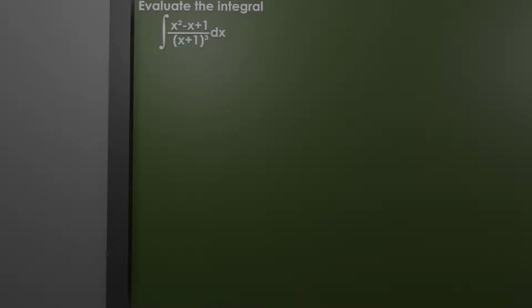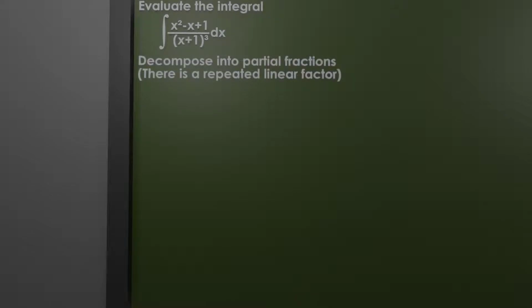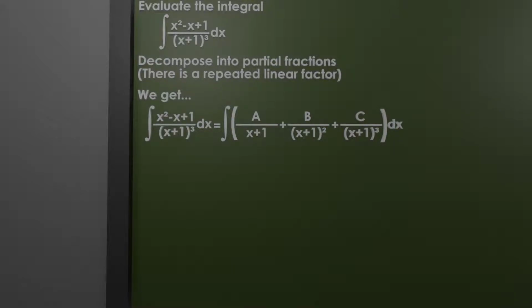Example: integrate (x squared minus x plus 1) over (x plus 1) raised to the power of 3. First, we decompose into partial fractions, getting A over (x plus 1) plus B over (x plus 1) raised to the power of 2, and C over (x plus 1) raised to the power of 3. As you notice, the last term, C over (x plus 1) cubed, has the highest exponent of the main function's denominator.